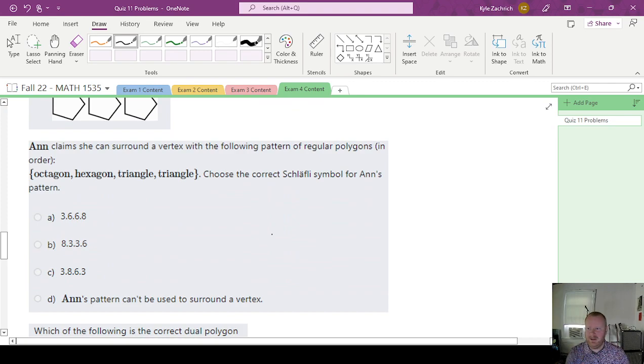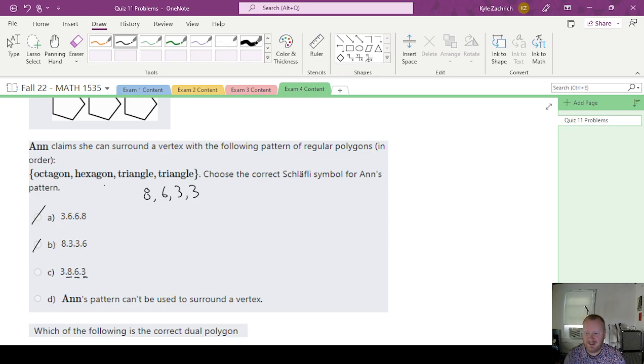Okay, next one says Anne claims that she can surround a vertex with the following pattern of regular polygons in order. So we've got an octagon, hexagon, triangle, and a triangle. When I look for the Schlafly symbol, I'm looking for 8, 6, 3, 3. I don't see that expressed exactly like it is. This one's got two hexagons, so it can't be that. Let's see, 8, 6, 3, 3. So eight, okay, I've got a 3 there instead of a 6 like I expected. So I can't have that one.